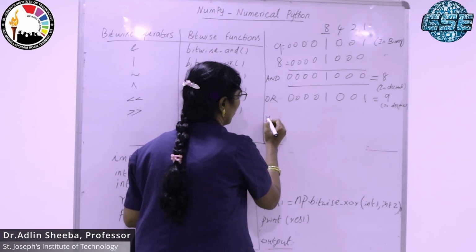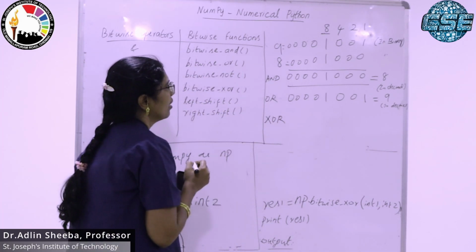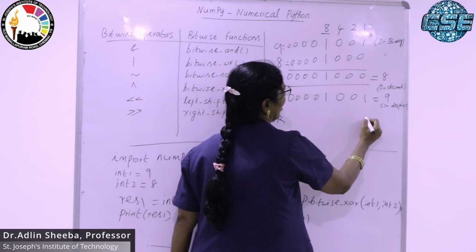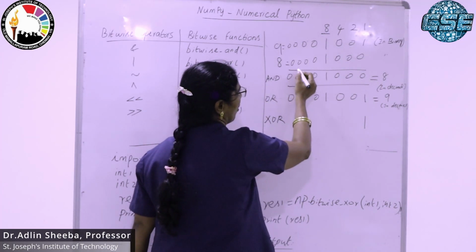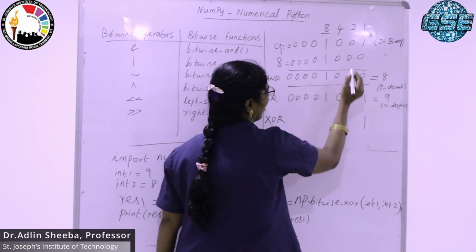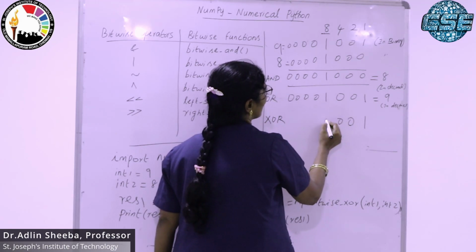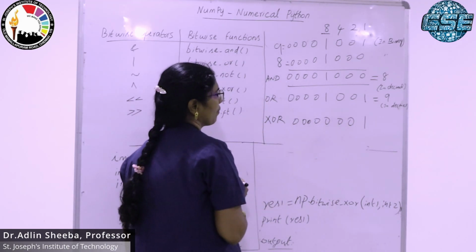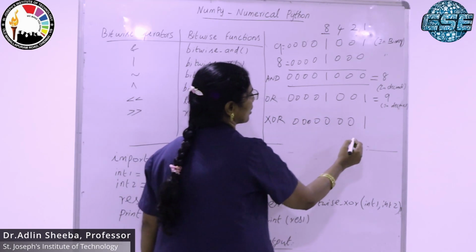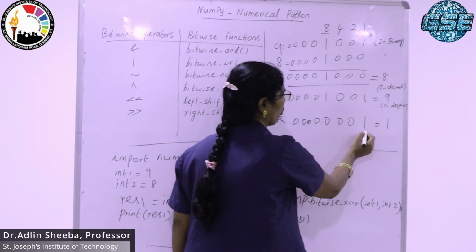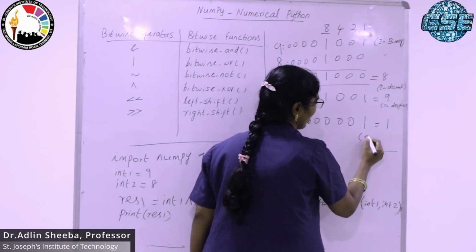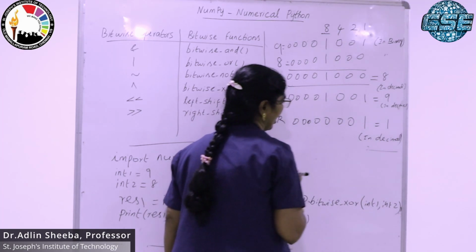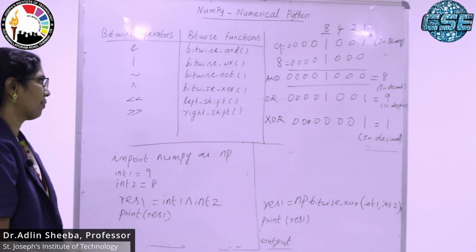Now we are writing it for XOR. Here one of the values is 1, so here we have 1, but in all the remaining places we have 0. So what is the output? It is equal to 1, which is equal to 1 in decimal.